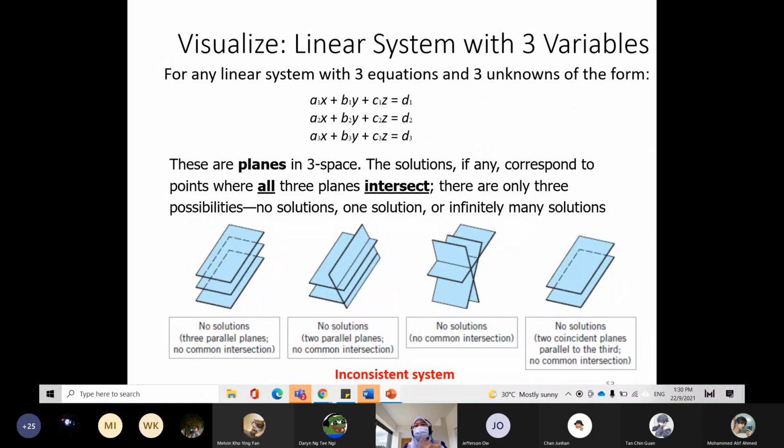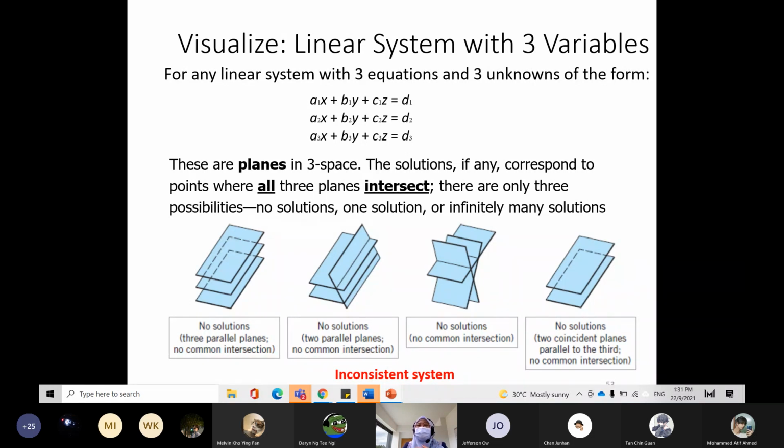So let's say you have three variables. Most of the time we have three variables, right? For any linear system with three equations and three unknowns, you can form it like this. You may graph it in three-space, a 3D graph. The solution, if any, will correspond to the point where all three planes intersect each other. So there are only three possibilities: no solution, one solution, and infinitely many solutions, same as with two variables just now.